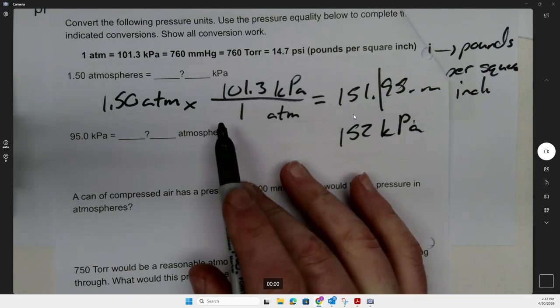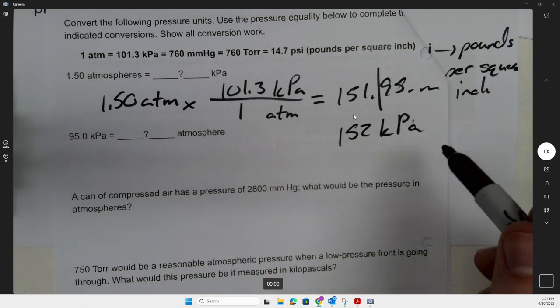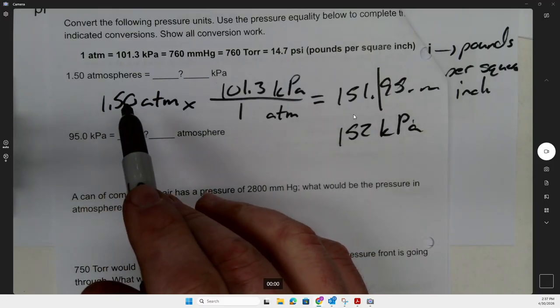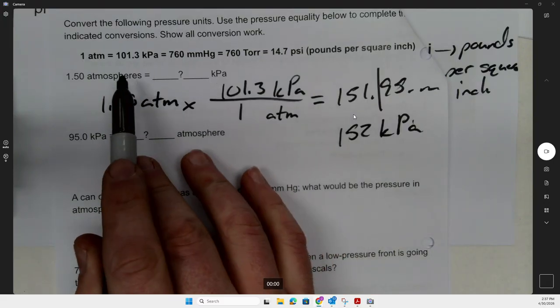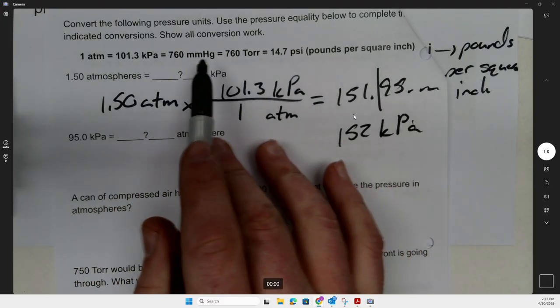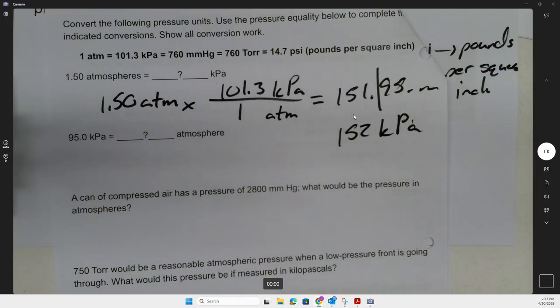So, my rounded answer can't be more precise than my question started, ma'am. How did you get the 101? My equalities. Right here are my equalities, right? So that's what I'm going to use.